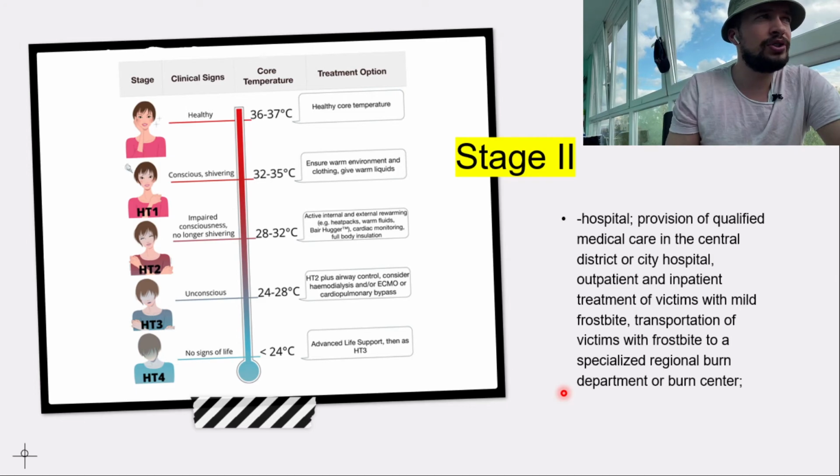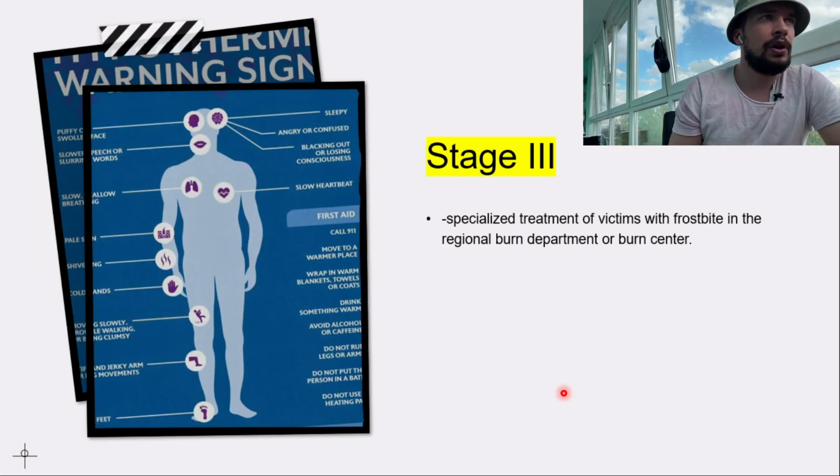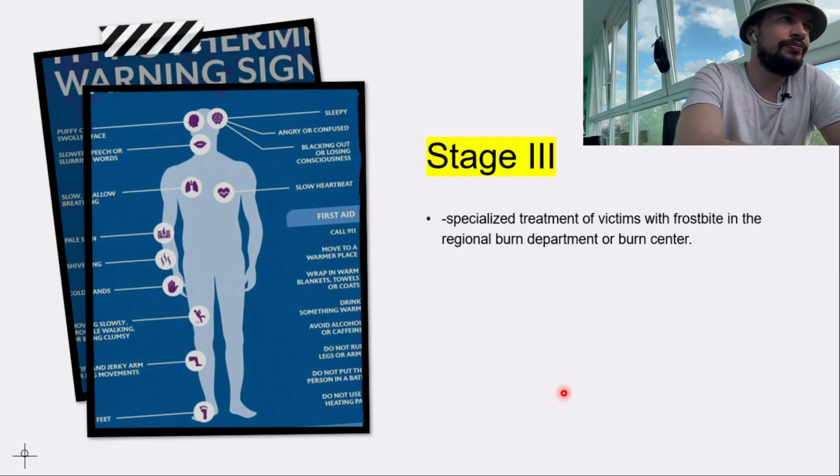If we talk about stage 2, hospital provision of qualified medical care in the central, district or city hospital, outpatient and inpatient treatment of victims with mild frostbite, transportation of victims with frostbite to a specialist regional burn department of burn center. Stage 3. Specialized treatment of victims with frostbite in the regional burn department of burn center.